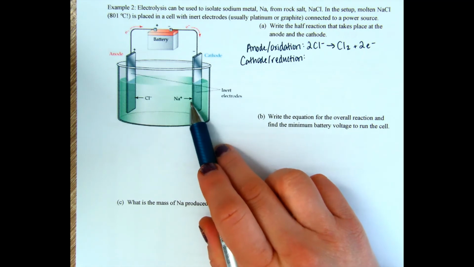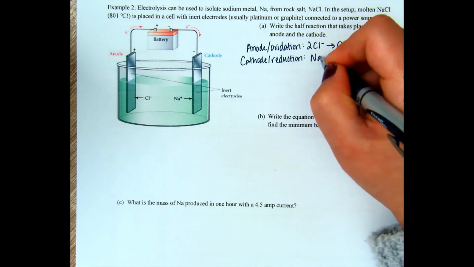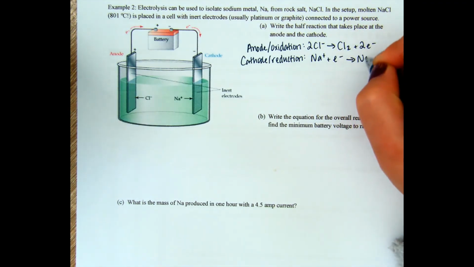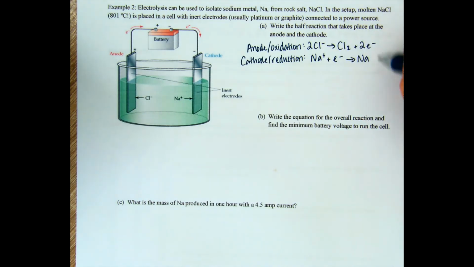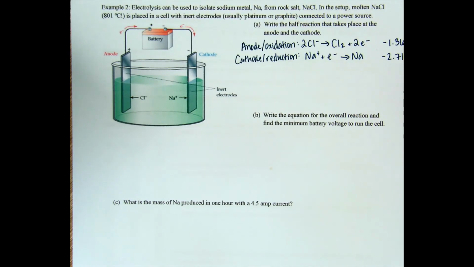So we know that electrons are going to need to be absorbed. And so for sodium, we have Na+ plus electrons, and that's going to yield sodium metal. Looking these values up on our standard reduction potential tables, we get negative 1.36 volts and negative 2.71 volts. Notice we're not balancing these right now. We don't need to because we're not figuring out the overall amount. For right now, we're finding our standard reduction potentials and oxidation potential.